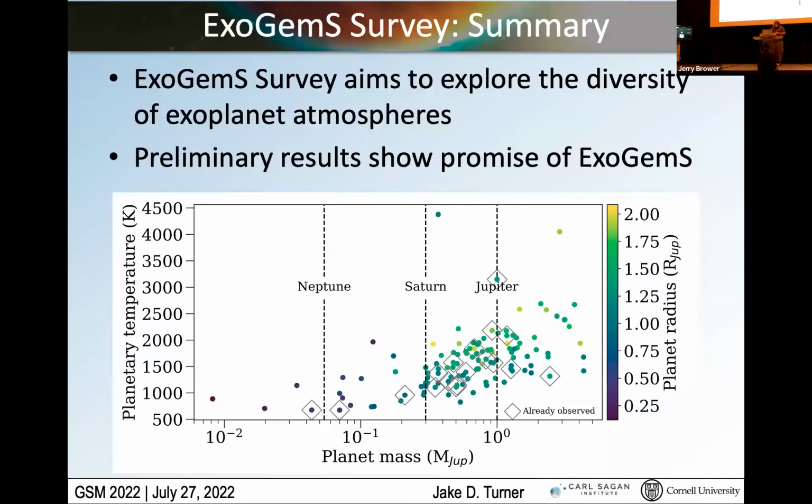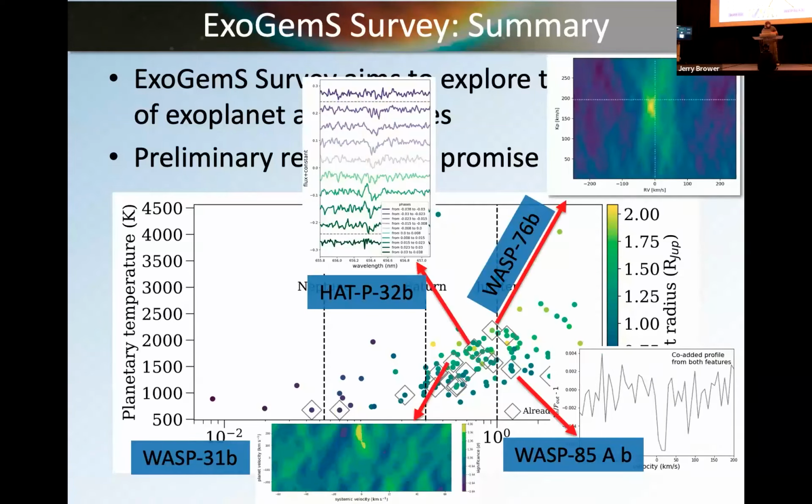So the ExoGemS survey, in summary, we're hoping to explore the diversity of planets across a wide parameter space to understand exoplanetary atmospheres. And preliminary results show that we're doing a pretty good job so far. So this is just some highlights of some of those results.